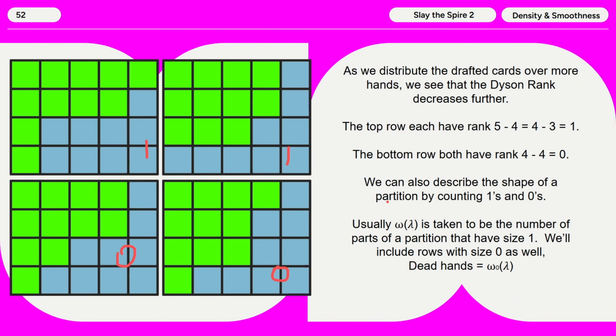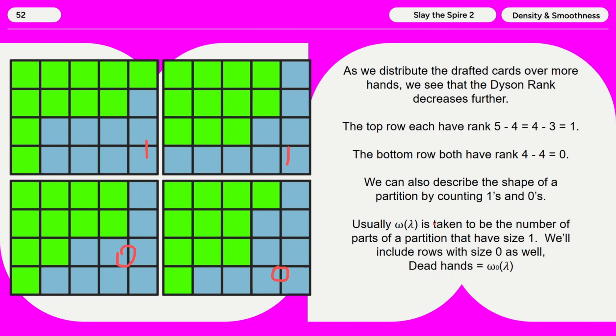We can also describe the shape of a partition by counting the 1s and the 0s. So there's this term omega. Omega lambda in partition theory is taken to be the number of parts of a partition that have size 1. Because we're working in a bounded space, we can modify that, and we can say that it's going to be equal to the number of parts that are equal to 1 or the number of parts that are equal to 0. So that there's a term there, omega 0 lambda, and these are the number of dead hands.